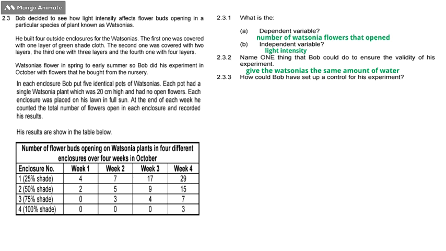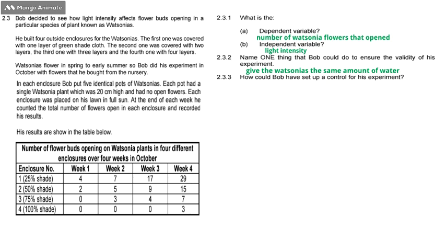We come to question 2.3.3. Question 2.3.3 is as follows. How could Bob have set up a control for his experiment?